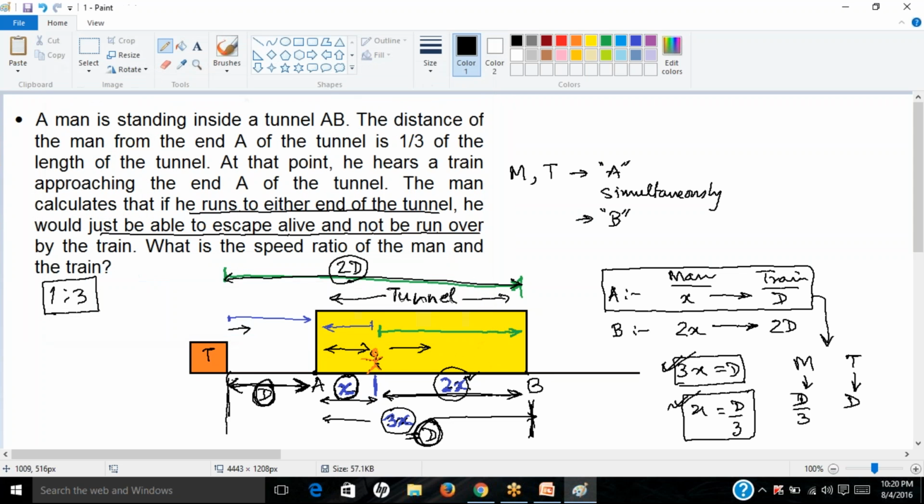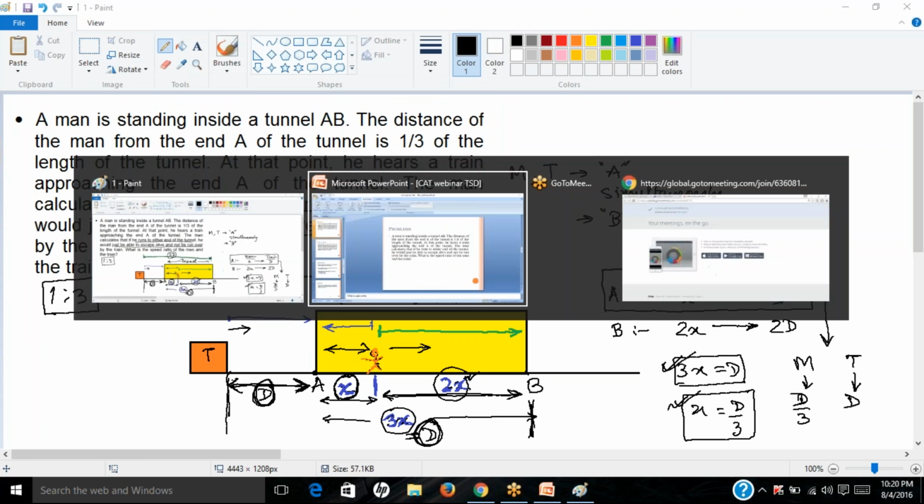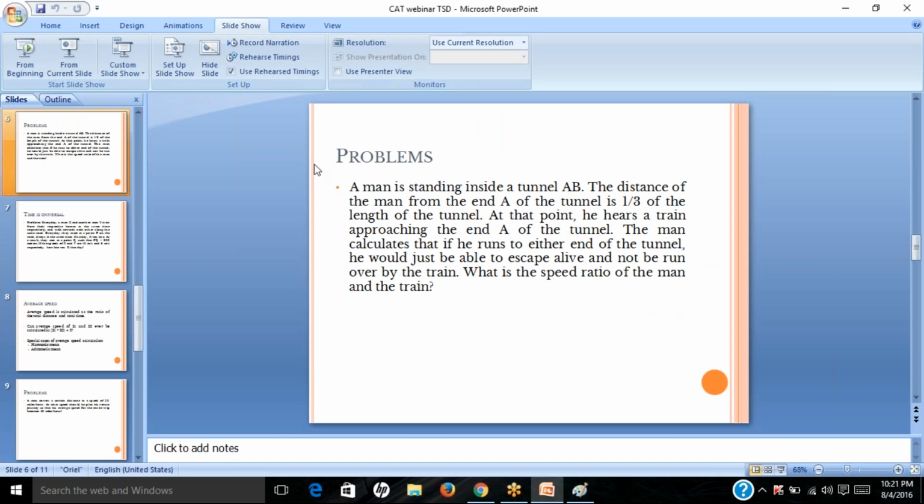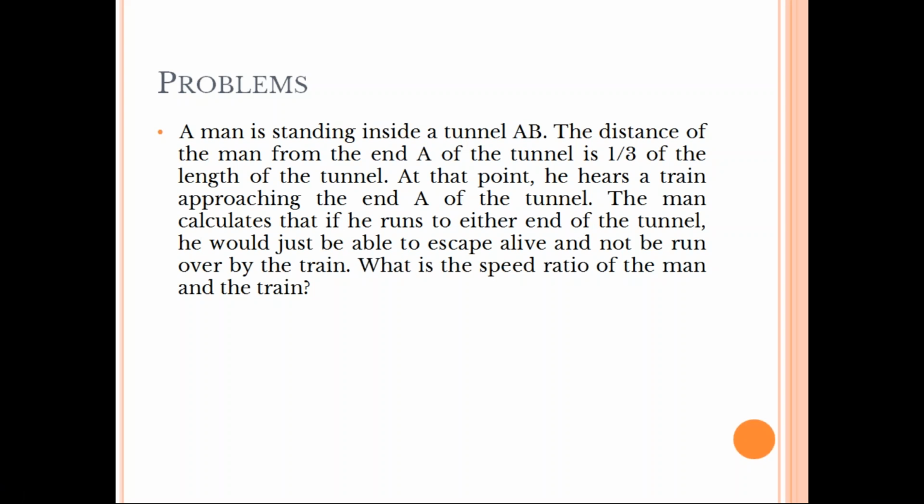Alright? Okay, now let's continue with the presentation. So we are done with this. I hope you are clear with this. If you are not clear, then you can always mail me your doubts and we'll take it up from there.